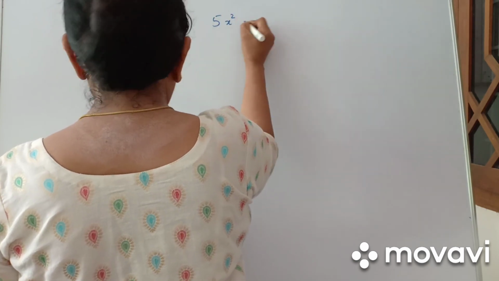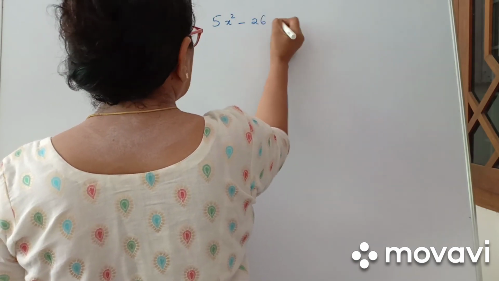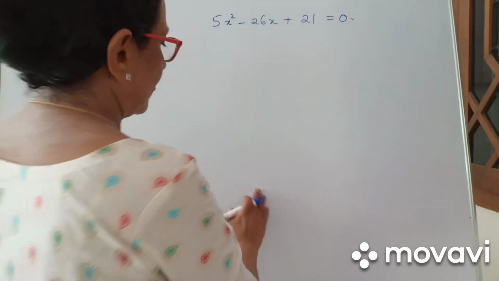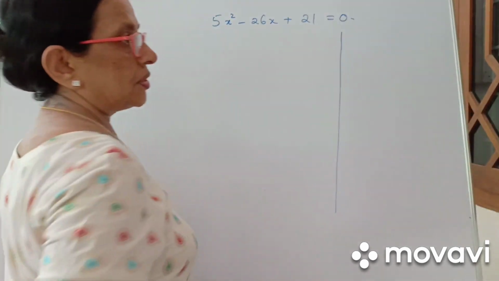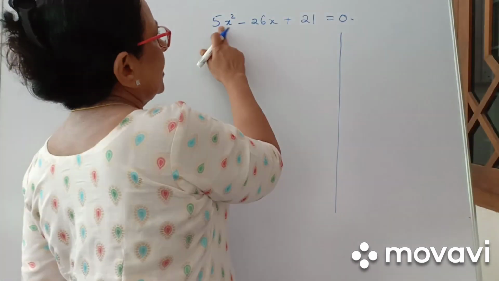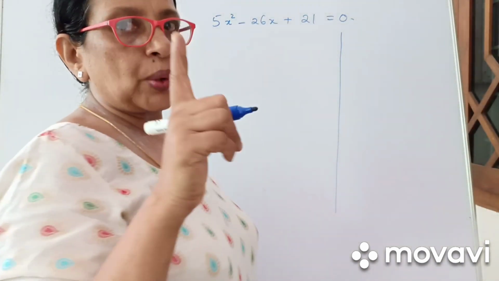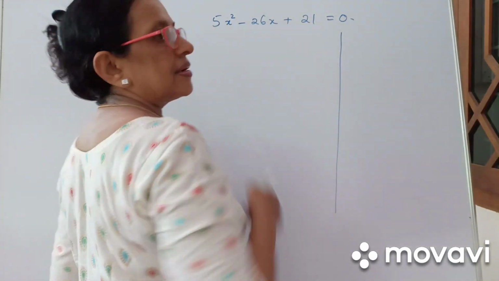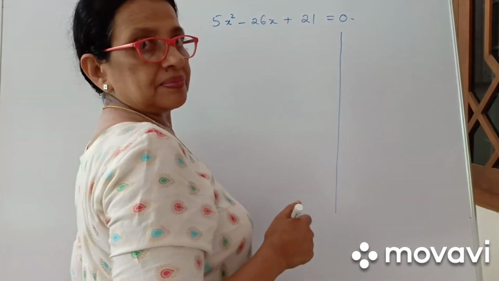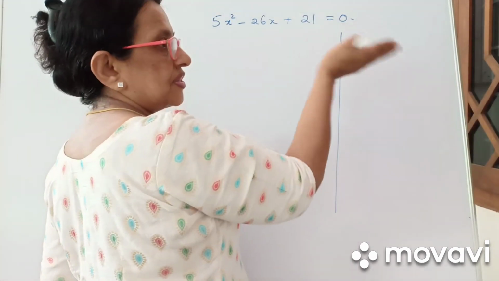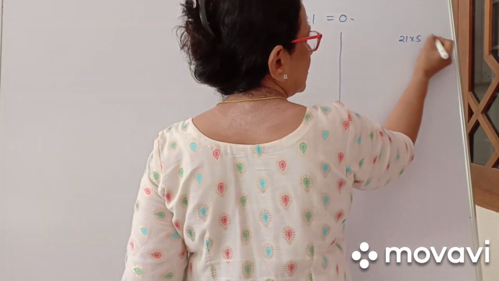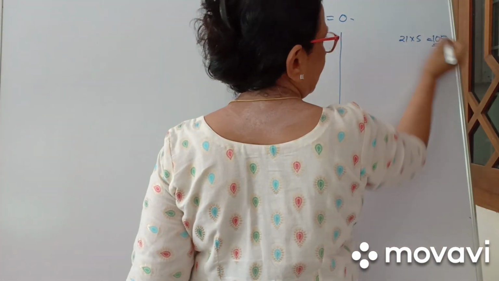Okay, 5x squared minus 26x plus 21 equal to 0. Now, it is in the standard form. Till now we had the a term, that is the coefficient of x squared, as 1. Now the coefficient of x squared is 5. So what you have to do? 5 into 21. This is positive, this is also positive. So both are positive numbers, and when you multiply 21 into 5, it is equal to 105.